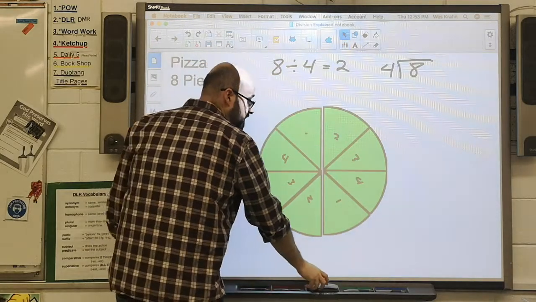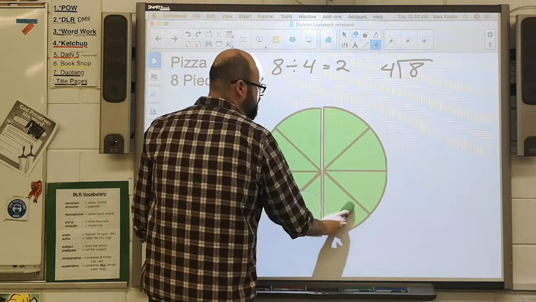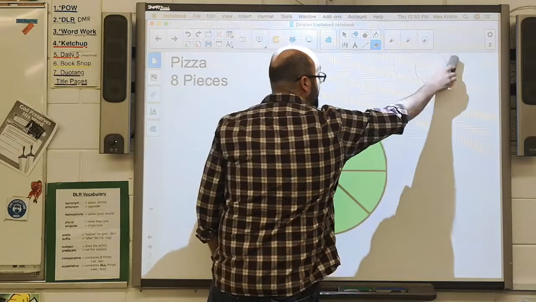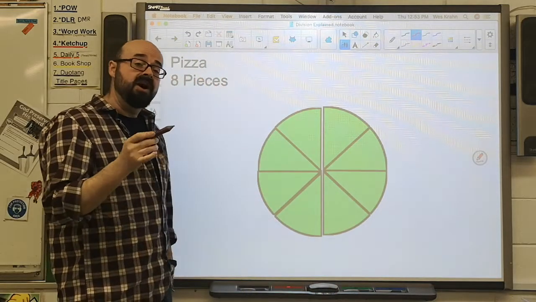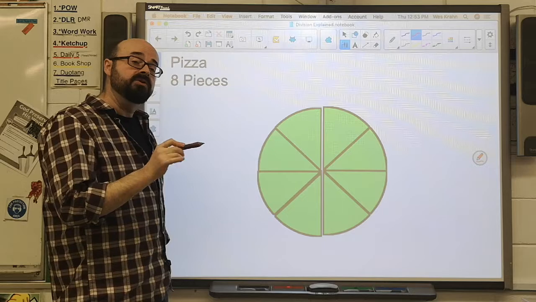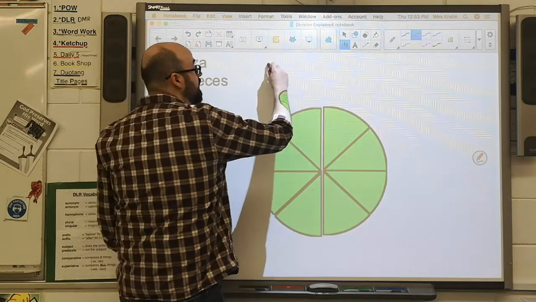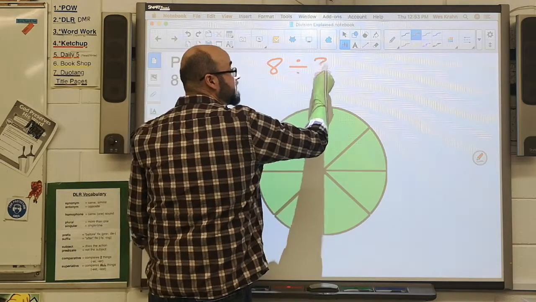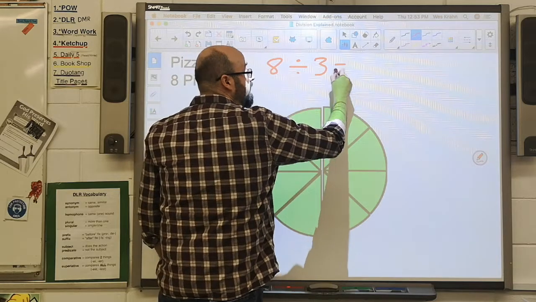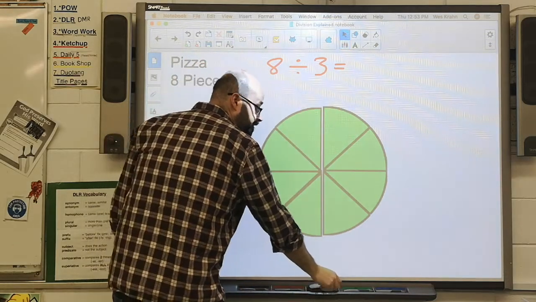What we're going to do is turn this into a multiplication sentence, and what's going to happen for us is that we are now not going to have an equal share, we're going to do an unequal share. We're going to do that by saying it's going to be 8 pieces of pizza divided amongst 3 people, and what will that give us?